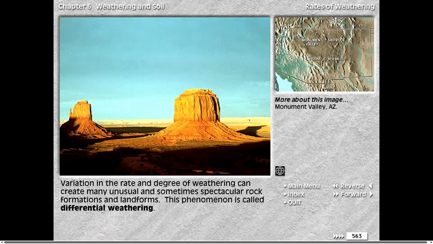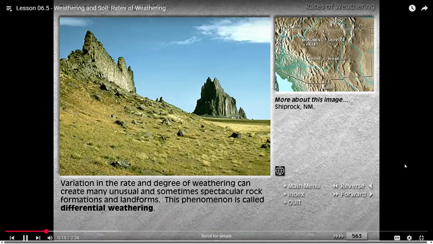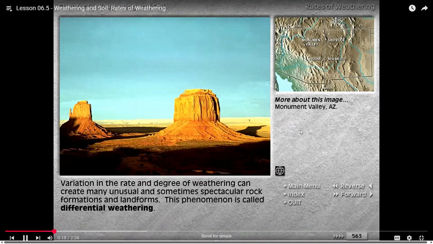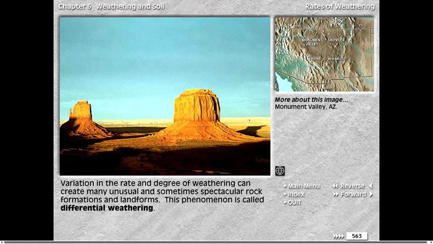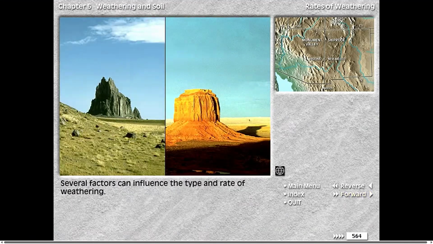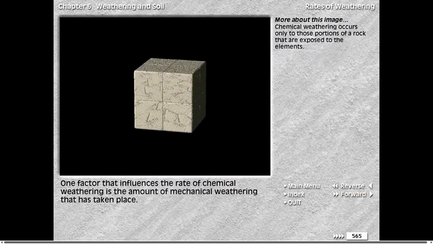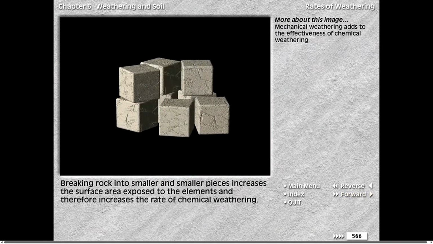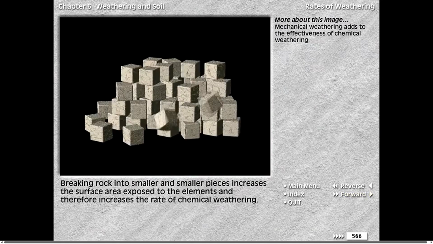Variation in the rate and degree of weathering can create many unusual and sometimes spectacular rock formations and landforms. This phenomenon is called differential weathering. Several factors can influence the type and rate of weathering. One factor that influences the rate of chemical weathering is the amount of mechanical weathering that has taken place. Breaking rock into smaller and smaller pieces increases the surface area exposed to the elements and therefore increases the rate of chemical weathering.